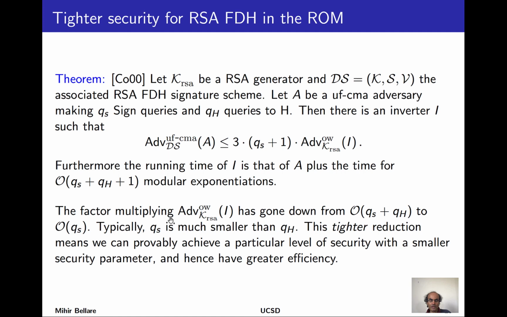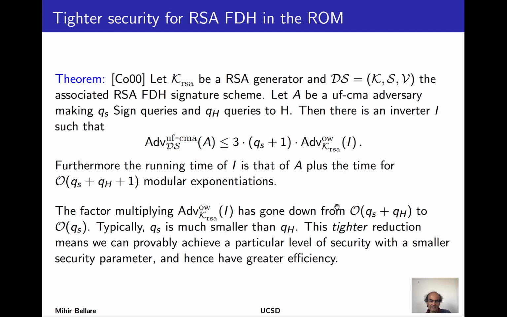Because the number of signed queries is typically much smaller than the number of hash queries. In real life, this is the number of messages signed by Alice, and that is either small or can be kept small, whereas this is the number of computations of the hash function that an adversary performs, and the adversaries may have enough resources to do quite a lot of hashing. So we have what we call a tighter reduction. The advantage of this is that the security of the signature scheme is more closely tied to what we understand as the one-wayness of RSA.